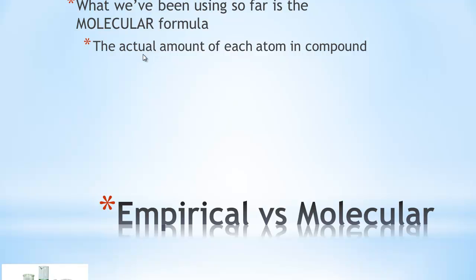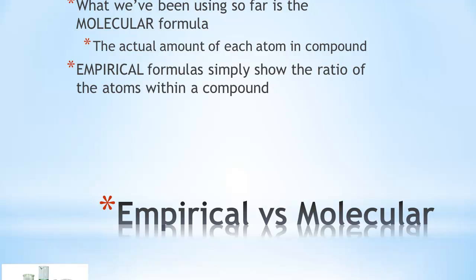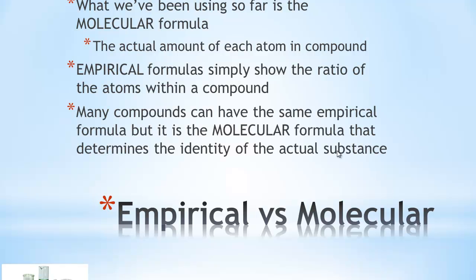The molecular formula will tell you the actual amount of each of the atoms that are in that particular compound, whereas the empirical formula is simply going to show us the ratio of one element to another within that compound. So a lot of compounds can have the exact same empirical formula. When we want to differentiate between different substances or their properties, the empirical formula isn't actually very useful. It's the molecular formula that we need in order to determine the identity of the actual substance. The molecular formula is what will determine the properties. The empirical formula simply determines the ratio of the elements within that compound.